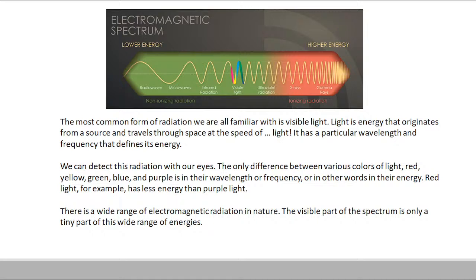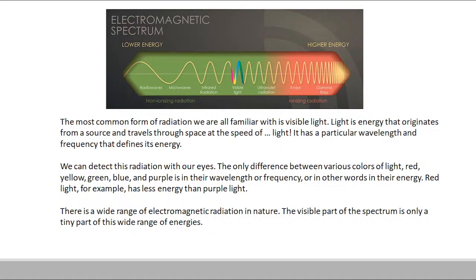The most common form of radiation we are all familiar with is visible light. Light is energy that originates from a source and travels through space at the speed of light. It has a particular wavelength and frequency that defines its energy. We can detect this radiation with our eyes. The only difference between various colors of light, red, yellow, green, blue, and purple, is in their wavelength or frequency, or in other words, in their energy. Red light, for example, has less energy than purple light.